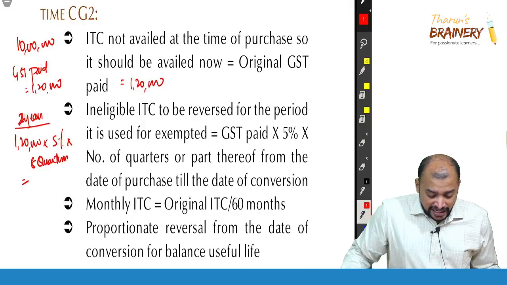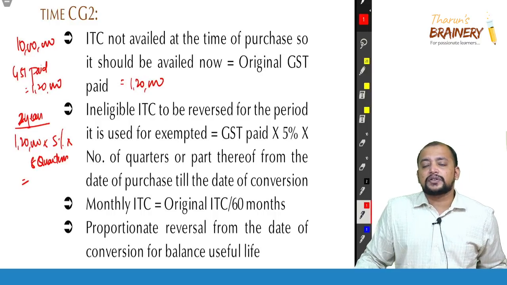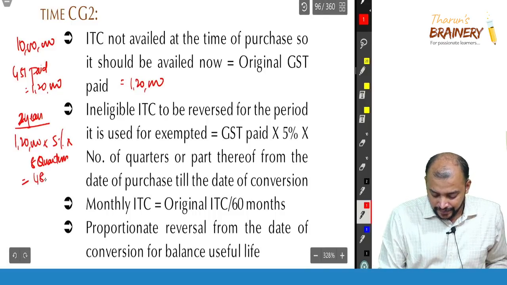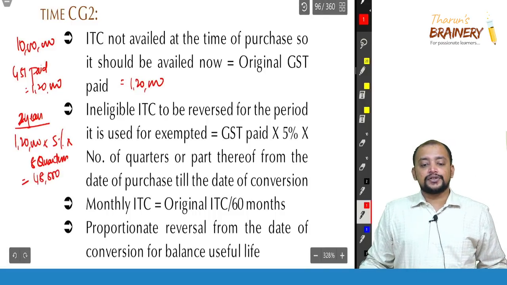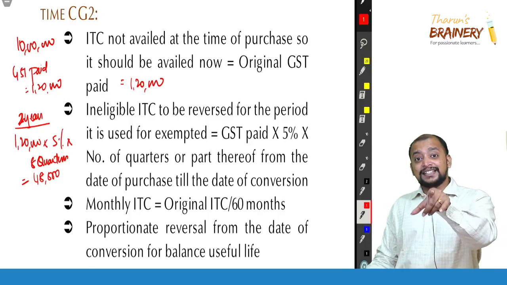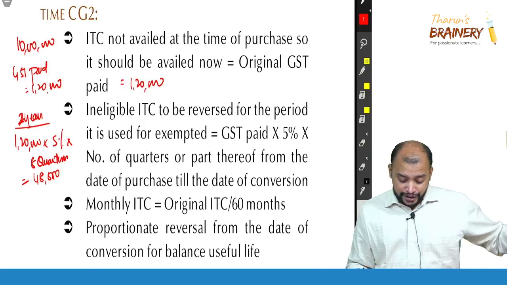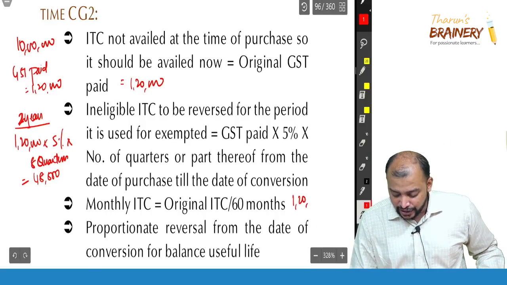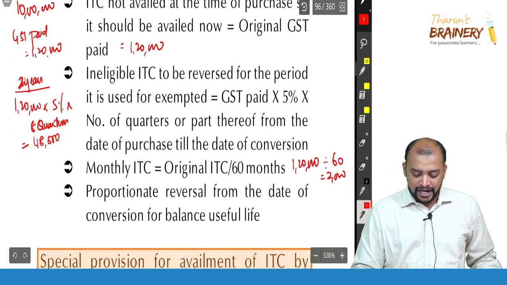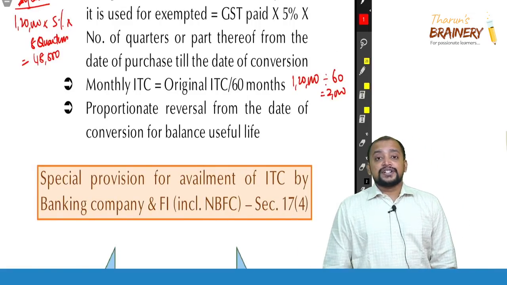So therefore 1,20,000 into 5% into 8 quarters, so 40%. So 1,20,000 into 40% is what? 48,000. So 48,000 will be reversed. Bulk reversal. Now what is the monthly ITC? Should I take monthly ITC as 1,20,000 minus 48,000? No, it is not 1,20,000 minus 48,000, it is 1,20,000 only. 1,20,000 divided by 60, 2,000 rupees I need to take, and I need to reverse it for the balance useful life.